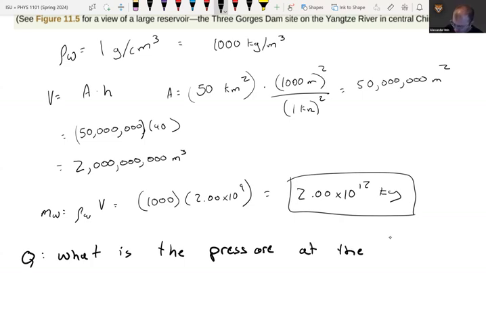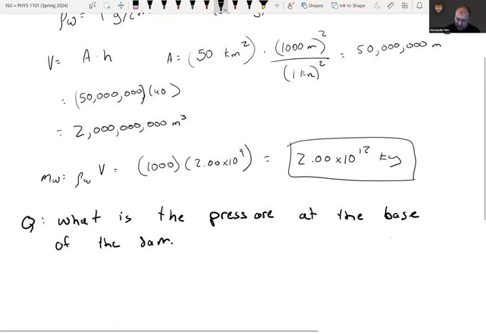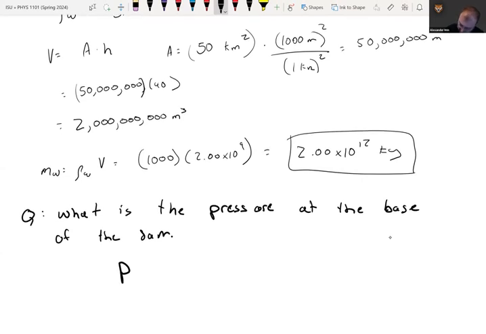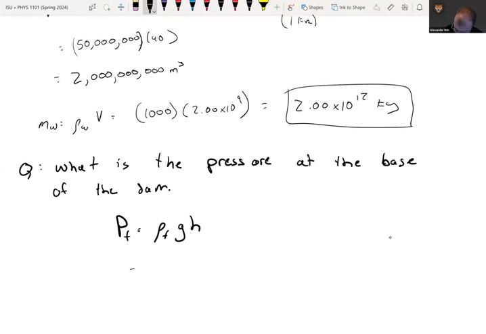And this is the base of the dam. You might think you need the mass, but you don't, because the fluid pressure of the water is just equal to the density of the fluid times gravity times height. So this would just be 1,000 kilograms per meter cubed, making sure you're in SI units, times 10 meters per second squared, times 40 meters.